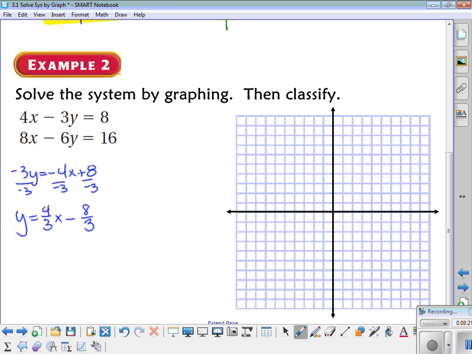Okay, so I go to a negative 8/3, which is 2 and 2/3, right? And I'm going to go up 4 over 3. 1, 2, 3, 4, 1, 3.